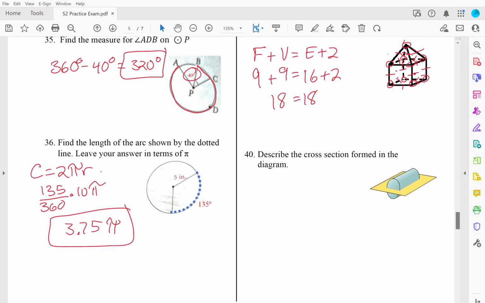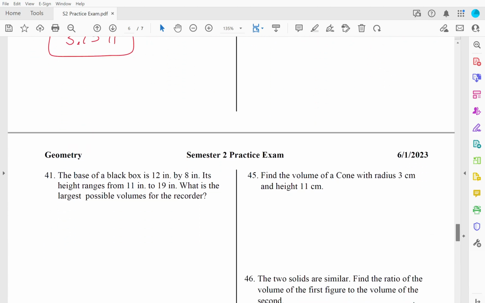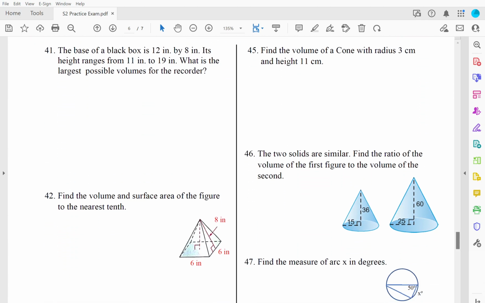Alright, cross-section of a cylinder that has been sliced, well, in this case, horizontally, but I think of it as vertically. Anyway, sliced this direction is going to be a rectangle. I can't do more than that since I have no measurements. So it's just rectangle. Alright, last page. I know, finally.